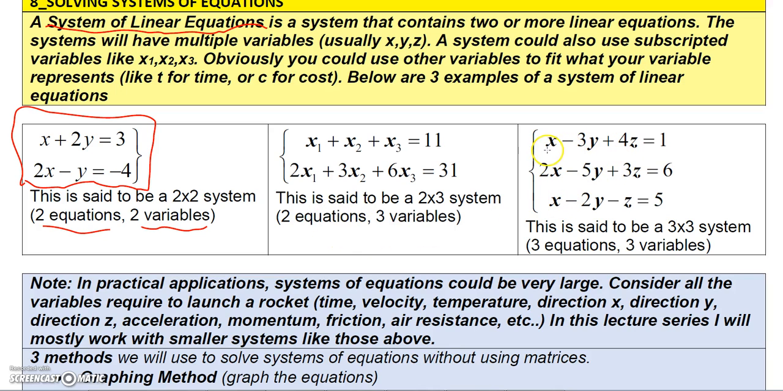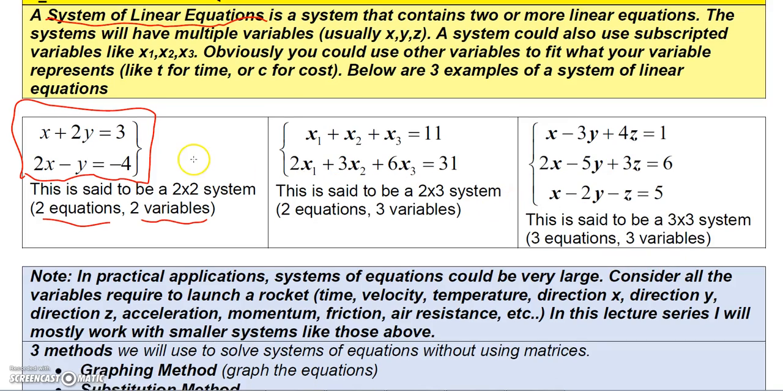And then this is a larger system, and I won't show you this until the very end. This is sort of an optional section. This type of system is kind of optional for an intermediate algebra course. But here you have 3 variables, x, y, z, and 3 equations. So this has 3 equations and 3 variables, so we call it a 3 by 3 system.